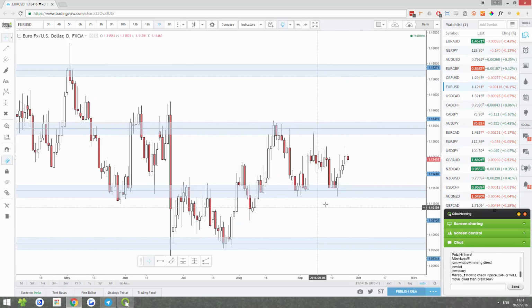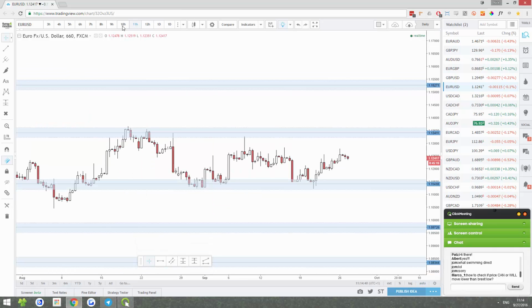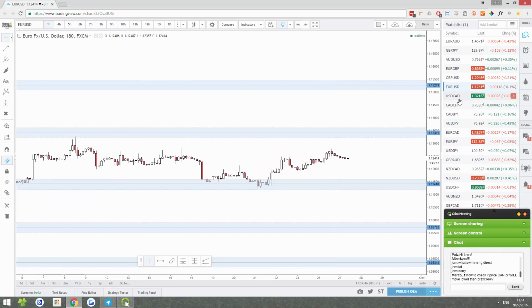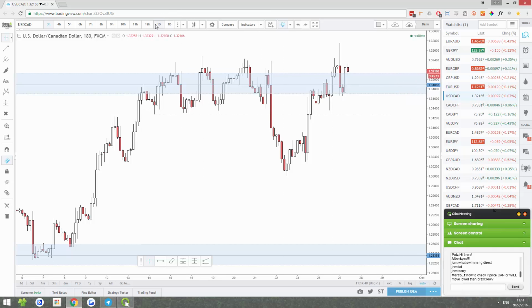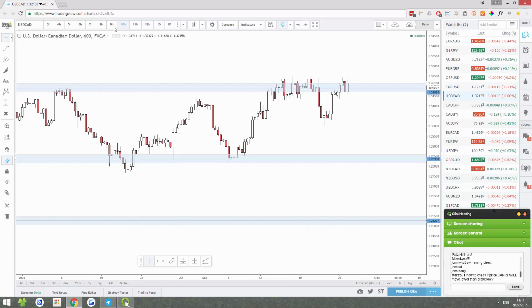All right, Euro USD. Euro USD is in between two support resistance areas right now, so there's not much potential for, yeah, never mind that. All right, USD CAD.